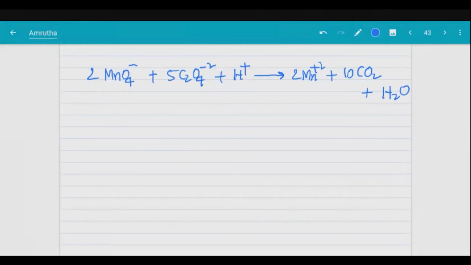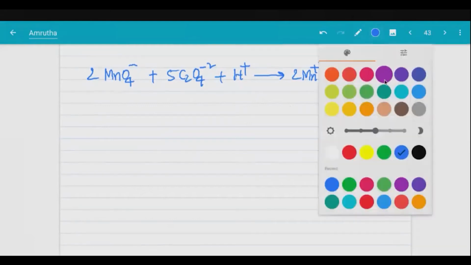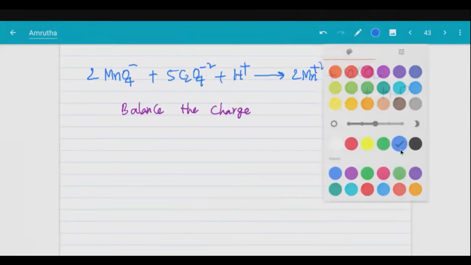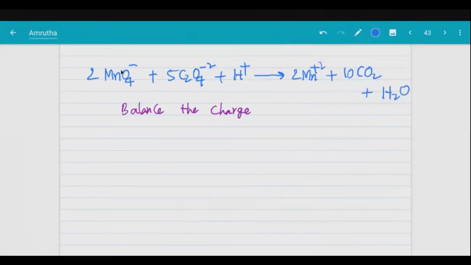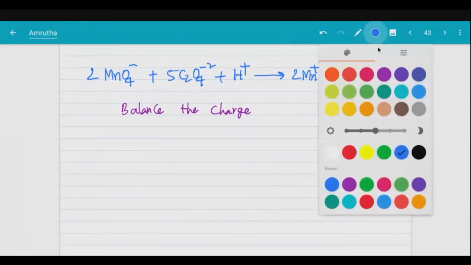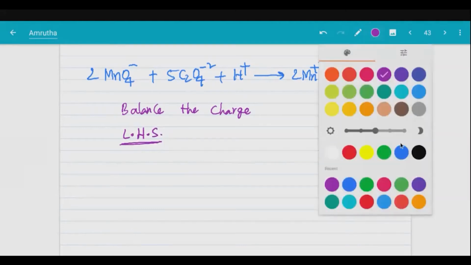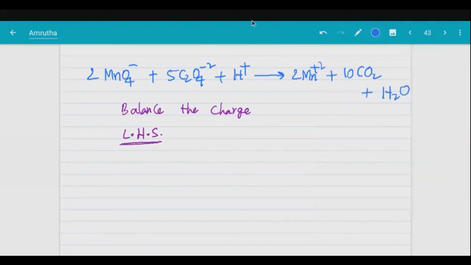Now I'll do one more thing. I'll balance the charge, left side and right side. Sir, how do we balance charge? Look at the left side charge. Let me write LHS, the left hand side of this arrow. Can anybody tell me what is the charge on the left side?